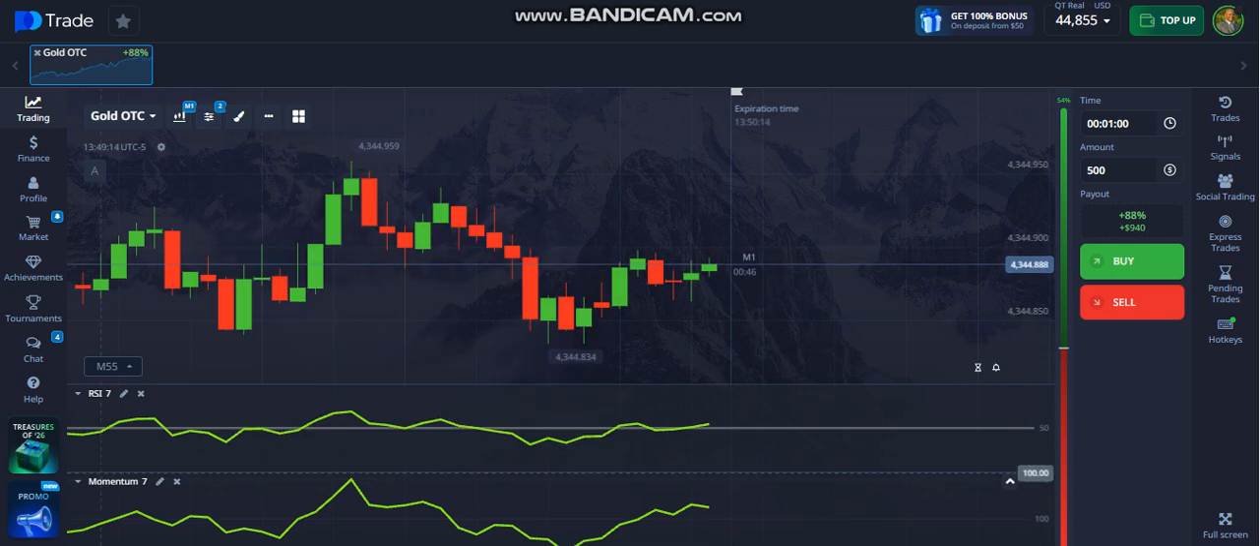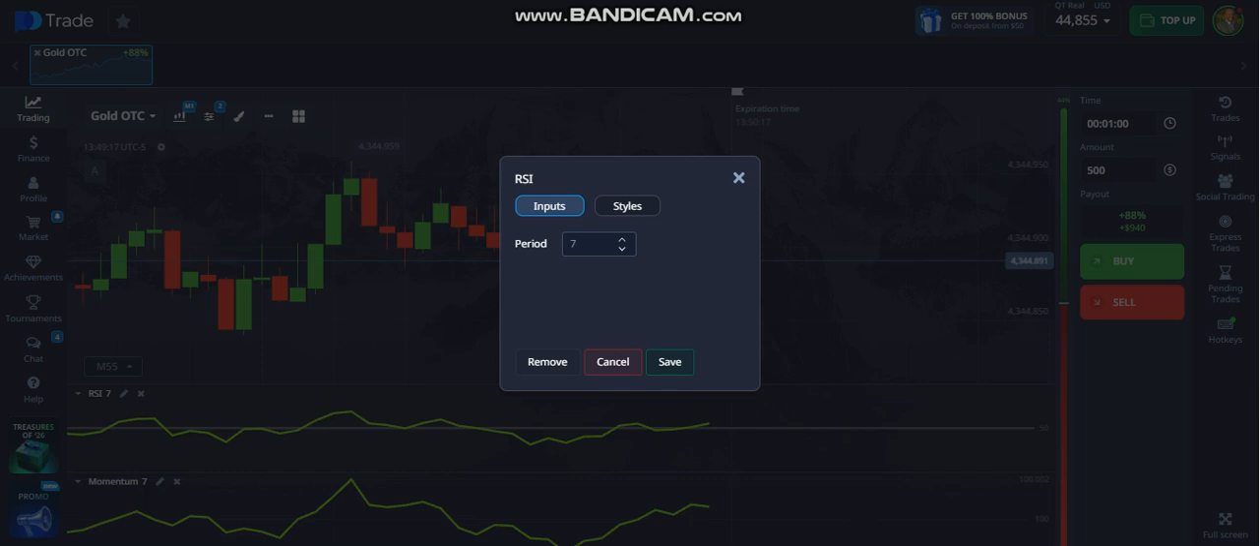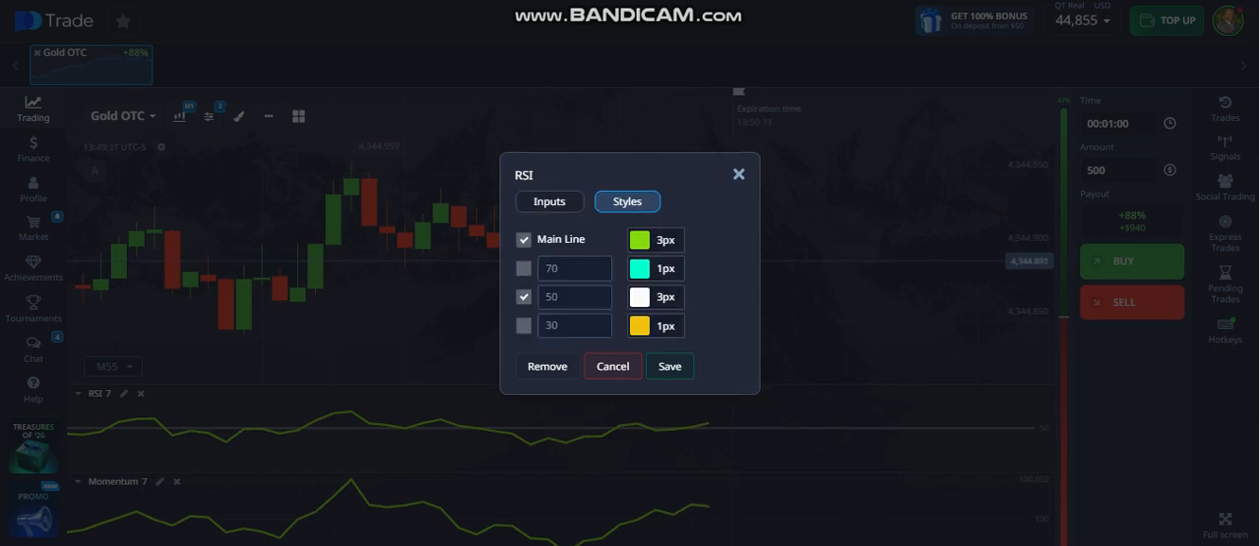Now, if we go into the indicator settings of the RSI, I have the period set to 7, and in the style settings, I've disabled the 70 and the 30 line. In the default settings, they're enabled, but we don't need them. We only need the main line, which I've set to green 3 pixels, and the middle line, the 50 line, which I've also set to white and 3 pixels.